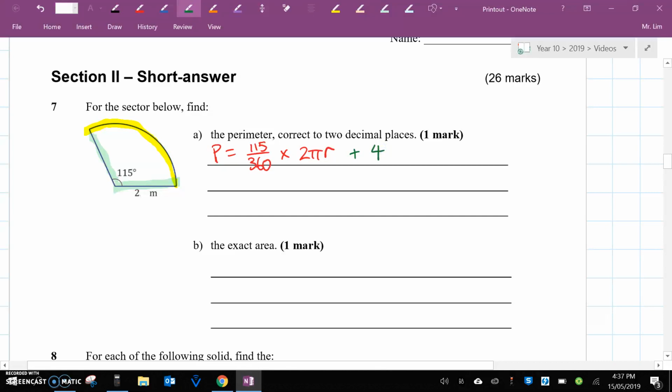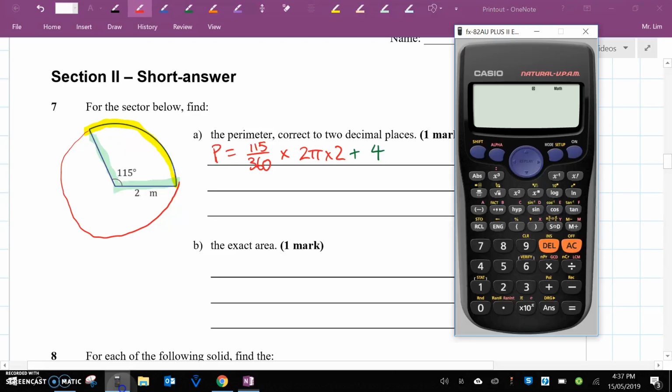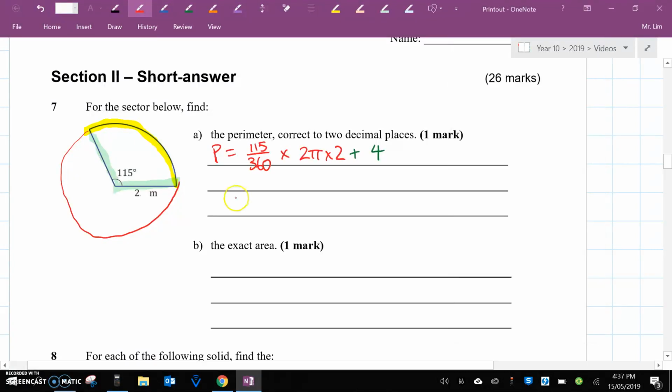Now, what is the radius of this sector? The radius of the sector is 2. So I'm going to replace this r with a 2. If we were to continue going all around, we can see that the radius is 2. Let's put that into the calculator and see what that gives us. 115 out of 360 times 2 pi r, where r is 2. That gives us the arc, the curve bit, the arc length, plus 4, the 2 radii. 8.01 meters.